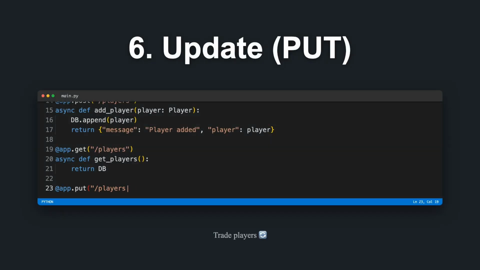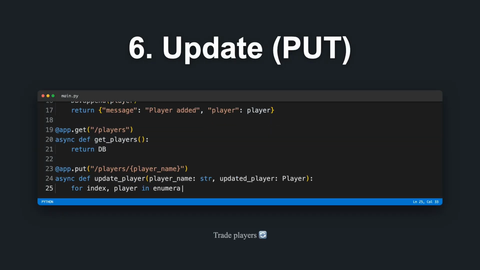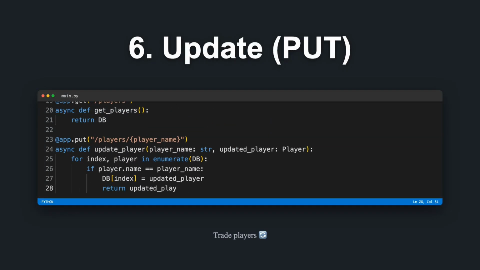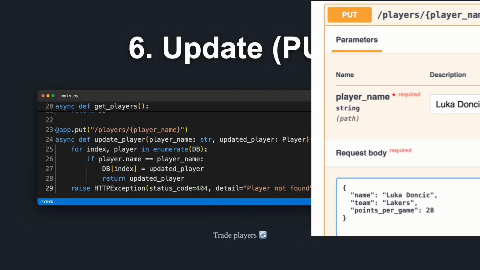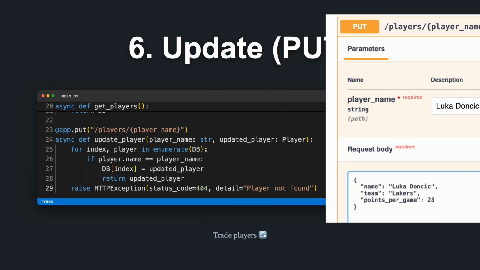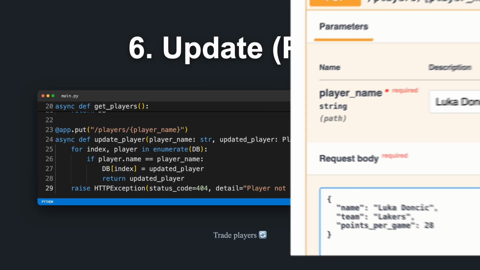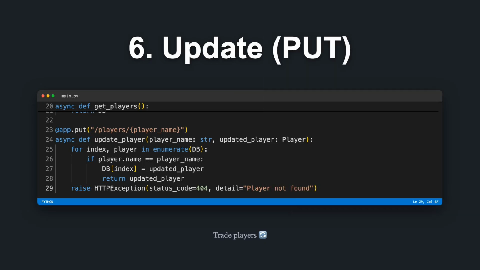Now let's say a player gets traded and their stats change. We need a way to update them. So you create a PUT route at /players/{player_name}. In the code, you wrap the player name in curly braces to turn it into a path parameter. The function accepts a Player object again. Inside, you loop through the list of players, find the one with the matching name, and override their data with the new input. If the player exists, you return their updated stats.